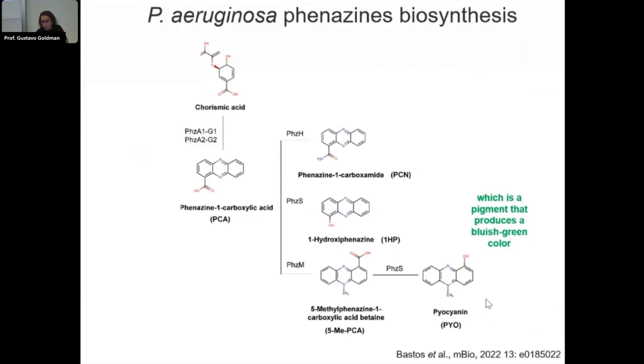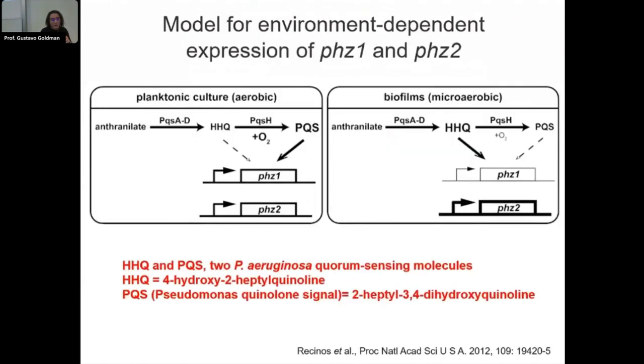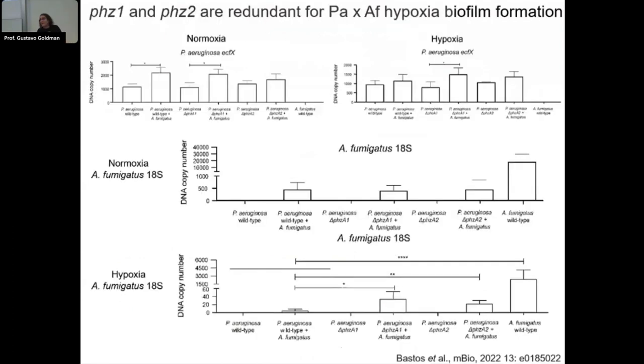And as I told you, there are two clusters involved in the biosynthesis, and these two clusters crosstalk. The model is that these two clusters are activated differentially during planktonic culture, that's aerobically, or when the bacteria produce biofilms in hypoxic or microaerobic environments. And these two operons are regulated by different quorum-sensing systems. And then we decided to investigate that in the fungus.